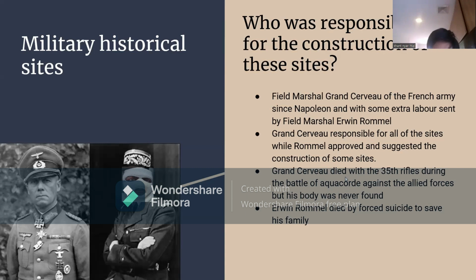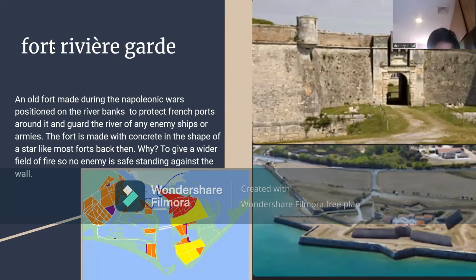And Grenfrew died with the 35th Rifles during the Battle of Accocord against the Allied forces, but his body was never found. Earl Rommel died by forced suicide to save his family after an attempted coup of the German government.